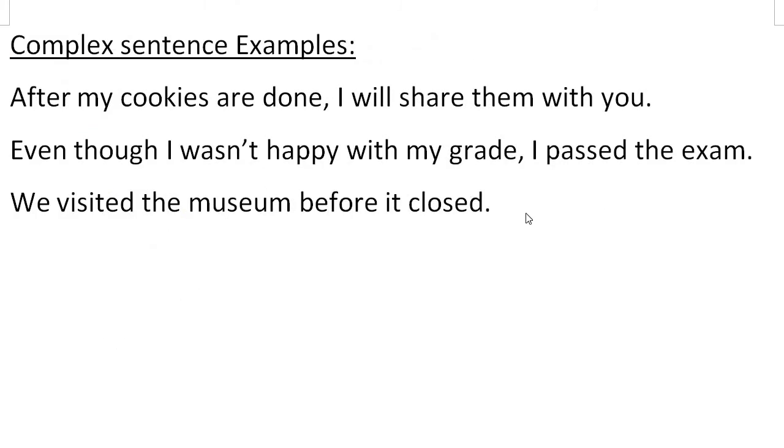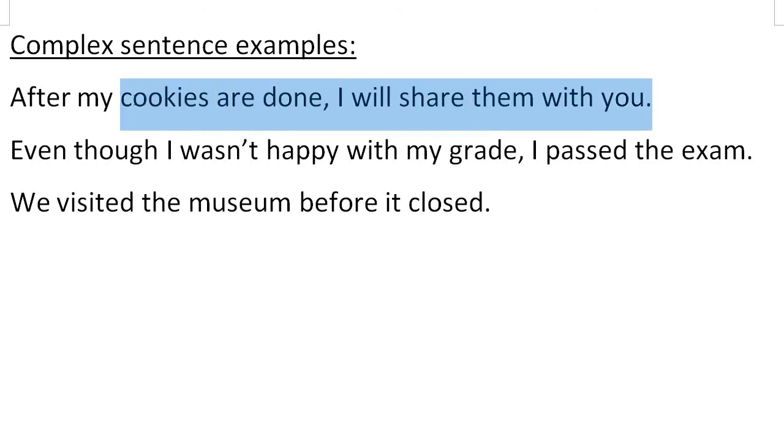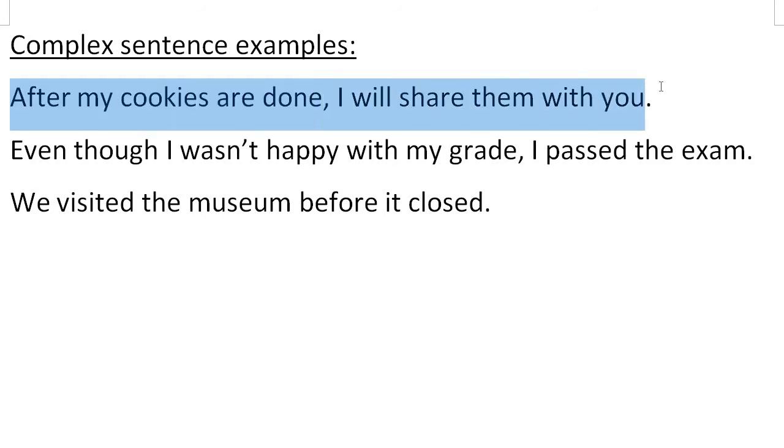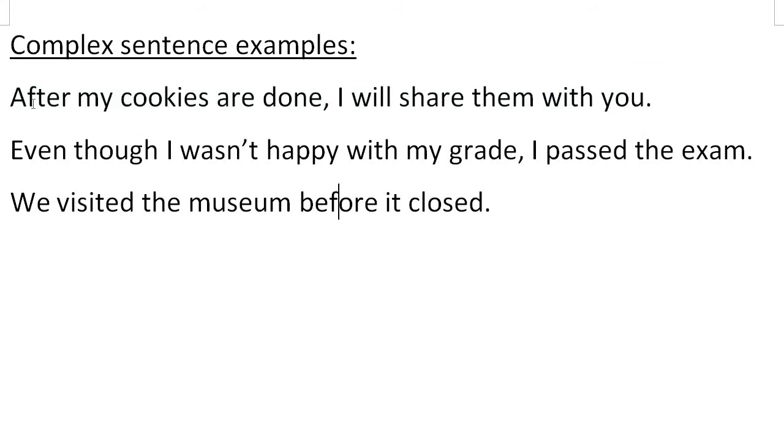So we're going to look at 3 more complex sentence examples, and the first one we're going to look at is "After my cookies are done, I will share them with you." So let's see how clever you are. If I look at the sentence, tell me where is the conjunction? Which one is it? I'll give you about 3, 4, 5 seconds to think about it. If you said "after," you're correct, right? "After" is the word that's joining these two clauses together.